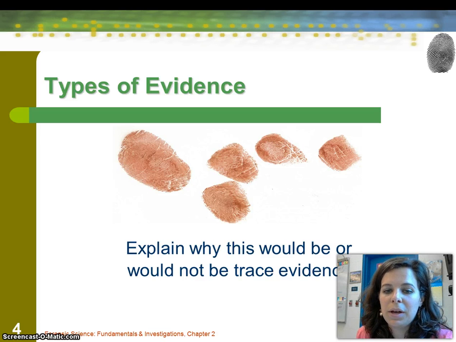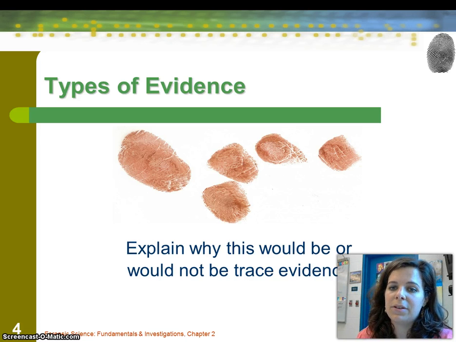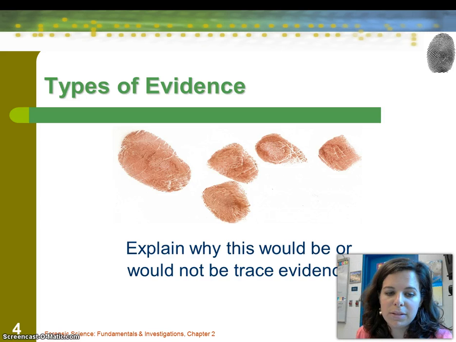So this would or would not be trace evidence. Pause the video and think about what you think. This would be trace evidence because it is physical evidence, it's a fingerprint, and it's found at the crime scene. This is both physical and biological because it looks like it's bloody fingerprints.